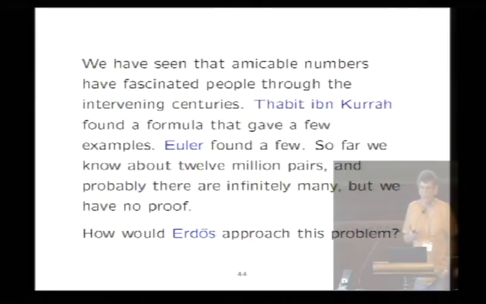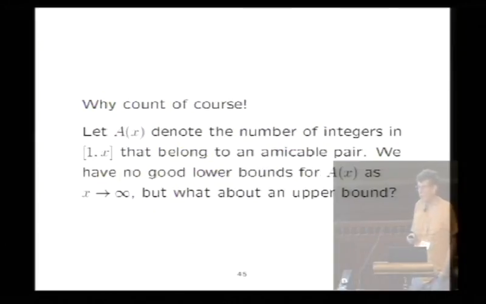How do you think Erdős would approach this problem of amicable numbers? Why count them? Now, as I just said, we have 12 million pairs. I'm sure Erdős, if he wanted to, could count 12 million pairs, but he would want to do up to x and see what you can say about the number of amicable numbers up to x. So let's let A(x) be that count. We don't have a good lower bound. We don't know that A(x) tends to infinity, but what about an upper bound? Can we prove that A(x) is a small function of x?